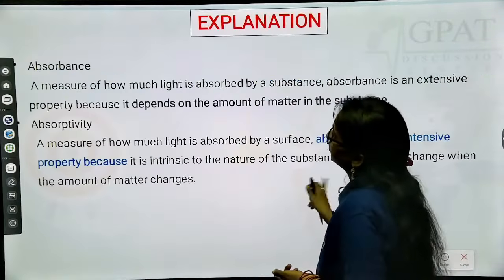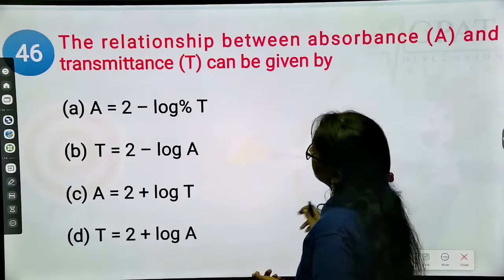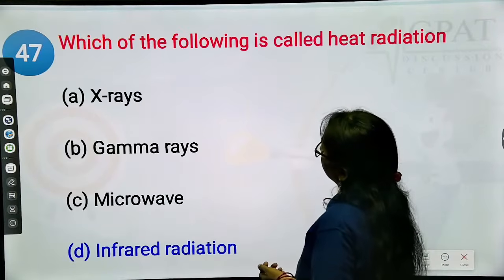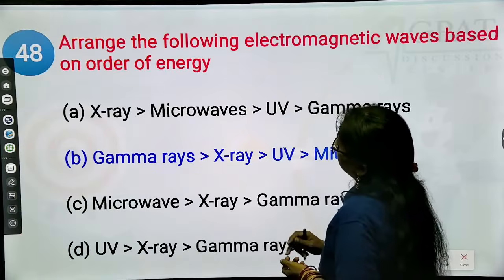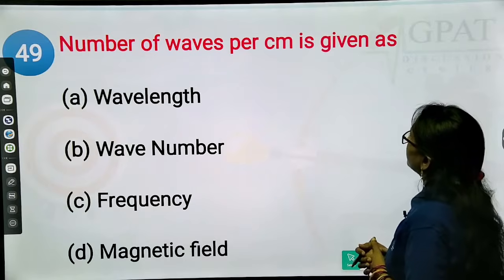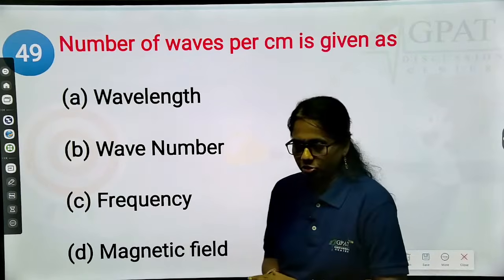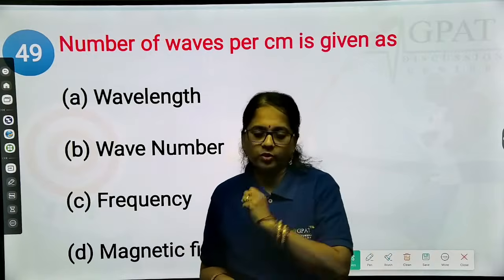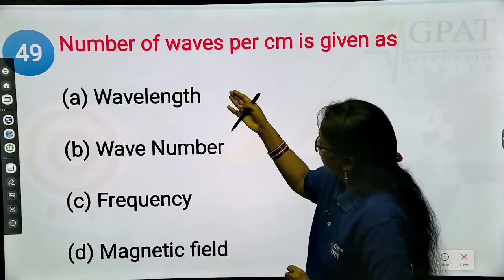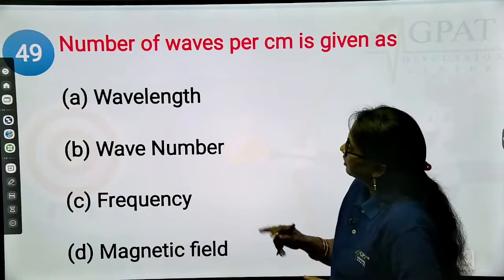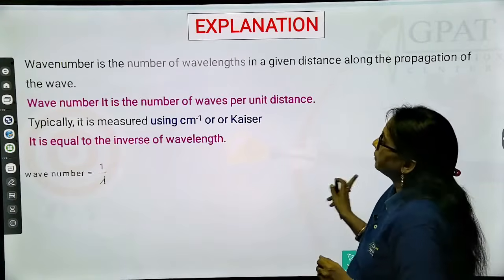Let us move fast. Next, 49. Number of waves per centimeter. Very easy question. If you calculate how many waves there are per centimeter, that is called wave number. The options are wavelength, wave number, frequency, magnetic field. Definitely wave number is the right answer, so no need to discuss it again.